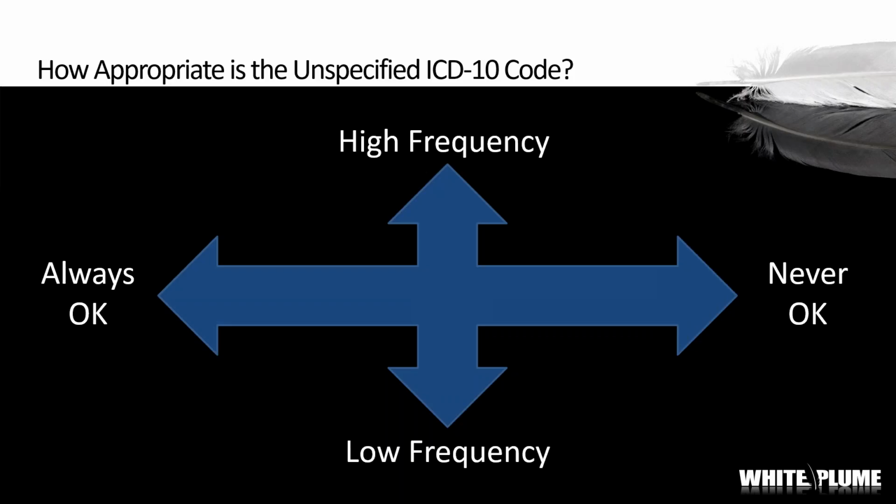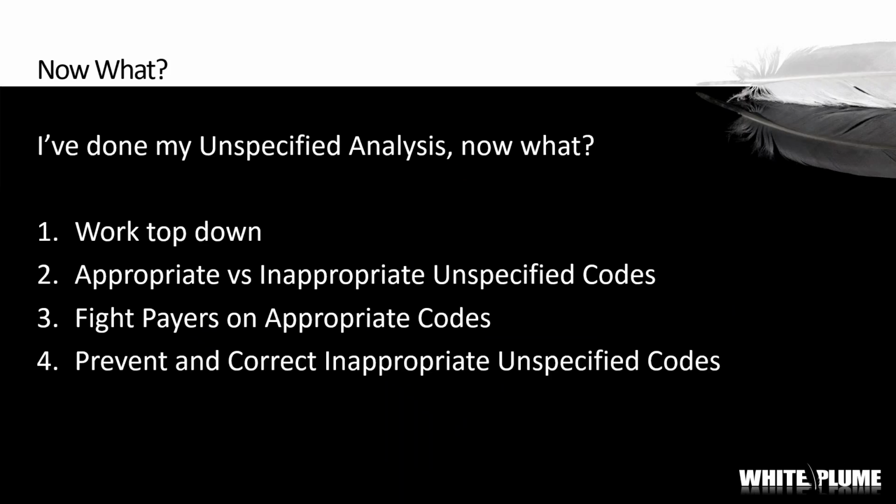It's unnecessary, it's wasteful. You can't change the payers, but what you can do is know your data. Know where you're at risk for this so that you're prepared to fight back if and when any of your payers do make that mistake. Okay? So just a quick review of what we're wanting to do here. We want to work top down. We want to decide, is it appropriate or inappropriate? We're going to fight back with the payers on the ones that are okay, the ones that are acceptable. And then we want to be able to prevent and correct the inappropriate use of unspecified codes.